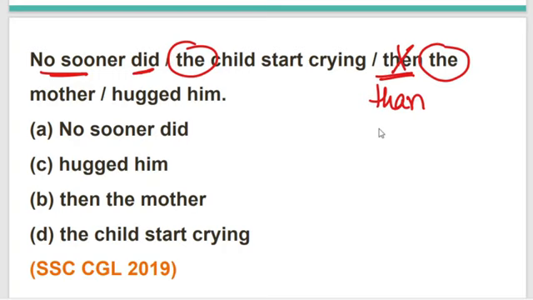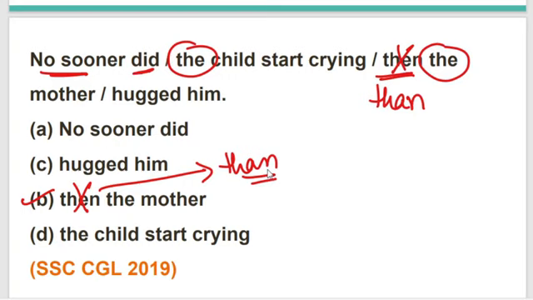So the correct option that we have to choose is option B, where the word then is written and it has to be replaced with the word than. Let me just give you a very tiny suggestion. I'm pretty sure you all are aware about this suggestion. Still a short suggestion from my end.